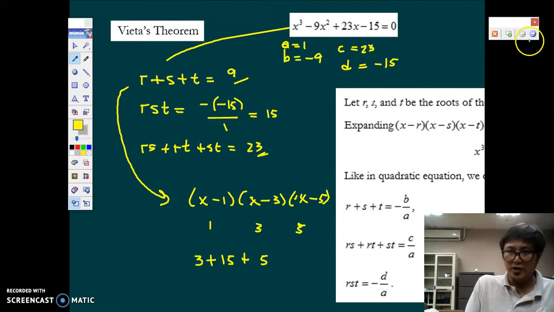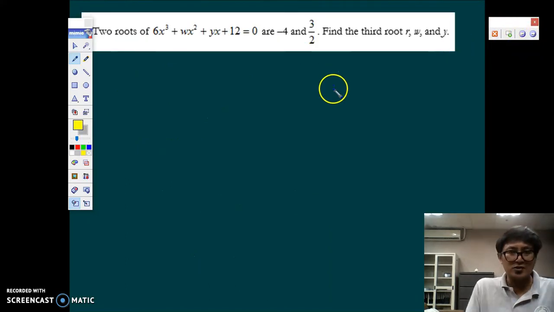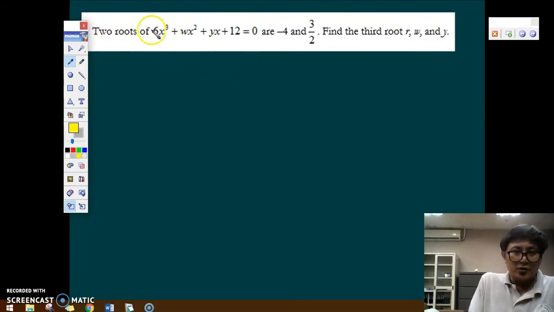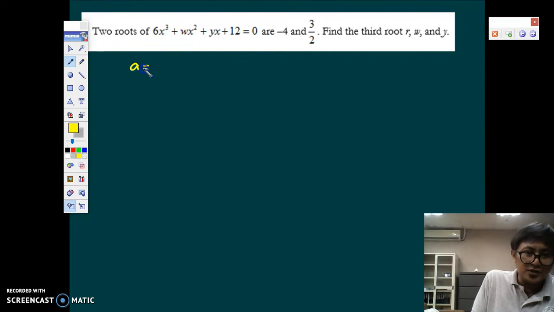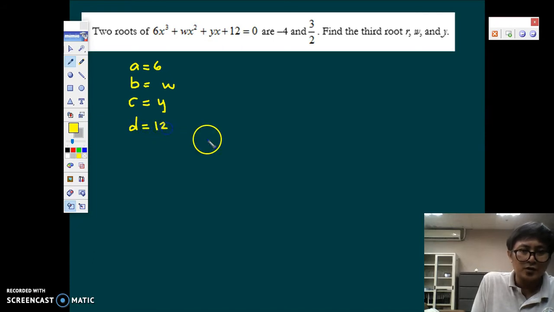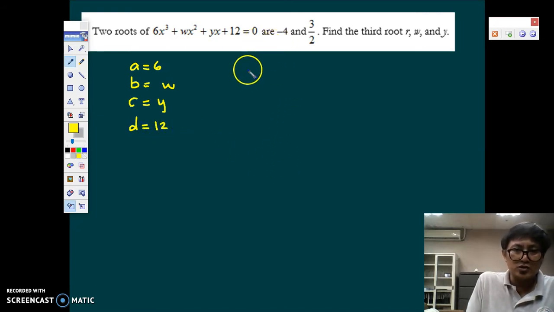So let's answer a simple problem. Two roots of 6x cubed plus wx squared plus yx plus 12 equals 0 are negative 4 and 3/2. Find the third root, w, and y. Now look, we have here, of course, the polynomial with a equals 6. The coefficient of x squared is actually our b, so you have w. The coefficient of x is actually c, it's equal to y, and then d is equal to 12.